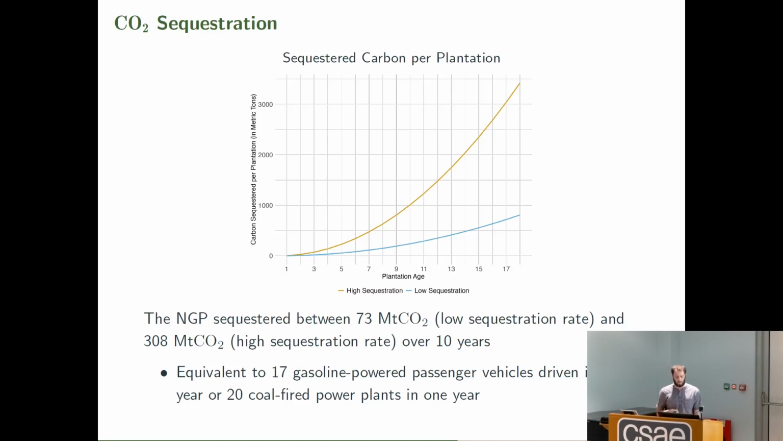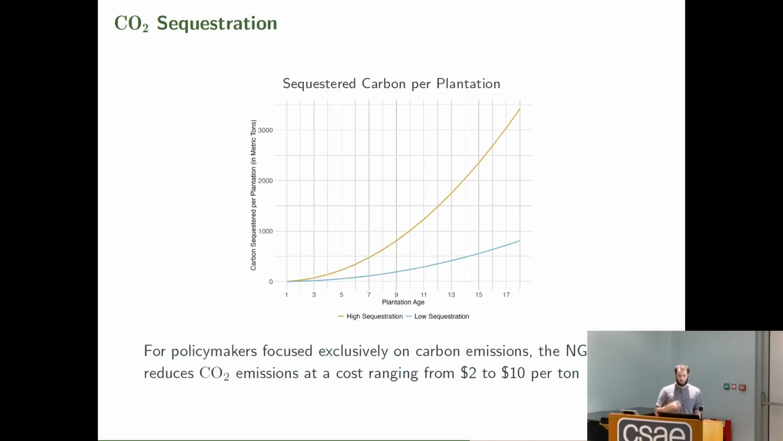Okay, so this would be equivalent to 17 million gas-powered vehicles driven in a year, or 20 coal-fired plants. If we take this as a fraction of the entire total cost of the policy, we see that it cut emissions at a cost of $2 to $10 per ton of CO2.